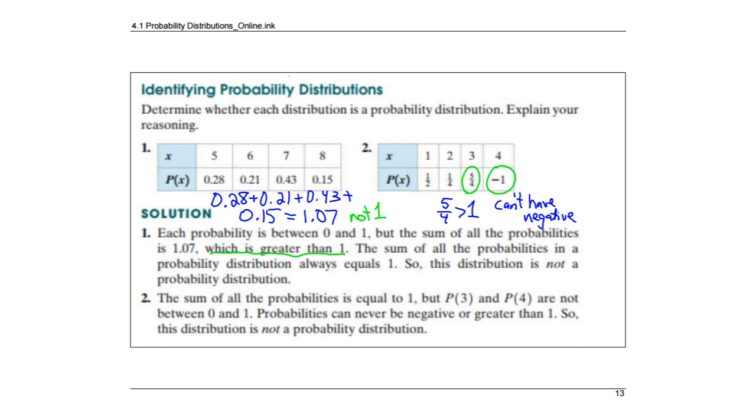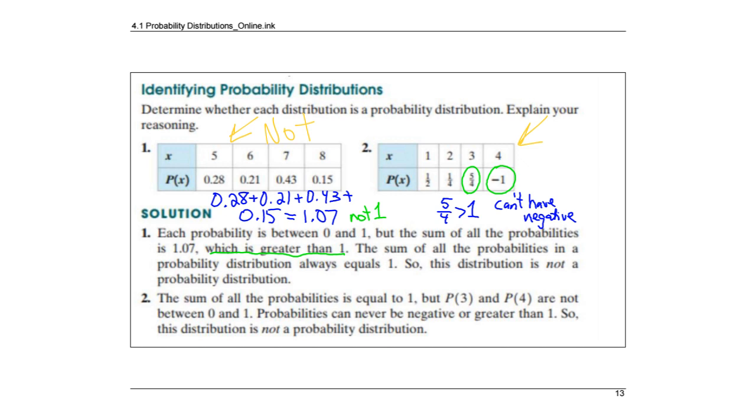All right, let's look at the first table here. Our probabilities look okay. We've got 0.28, 0.21, 0.43, 0.15. So those are all between 0 and 1 inclusive. However, when I go to add them up, I get 1.07. That is a no-go. So this one is not a probability distribution.